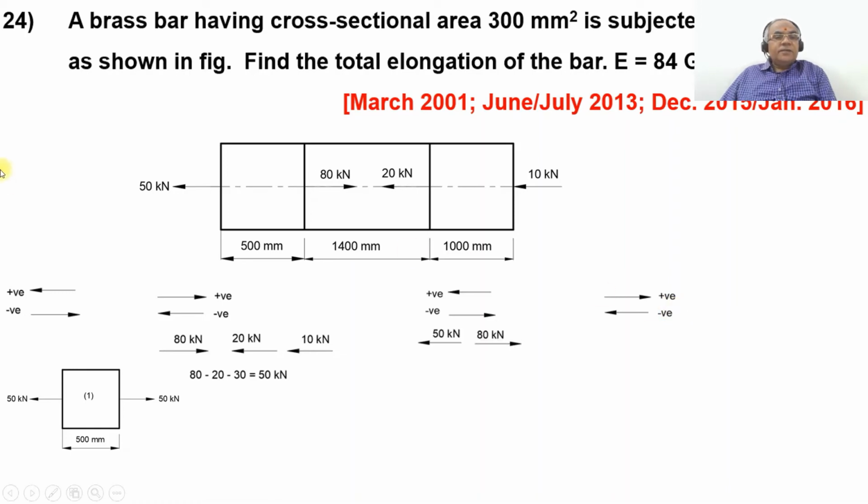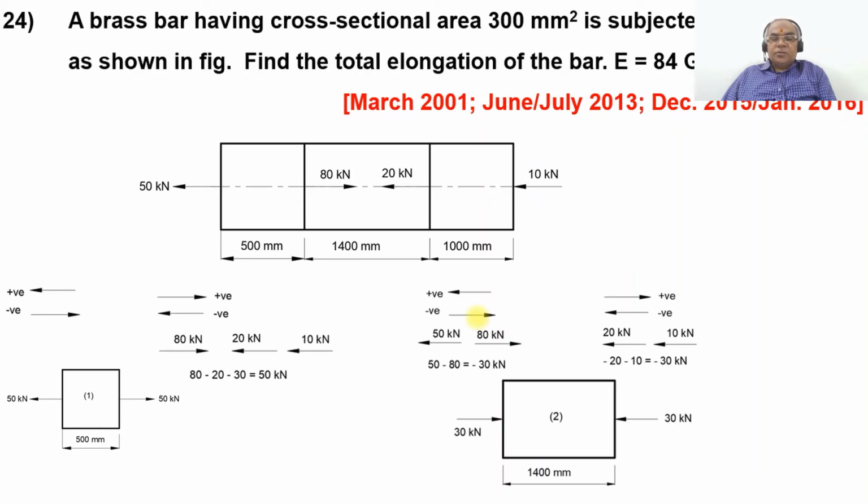you will get this 50, which is acting toward the left side, is positive. Here 80 is acting toward the right side, it is negative. So 50 minus 80 will give minus 30. And when you are taking the right hand side, which will be minus 20, minus 10, that is equal to minus 30 kilonewton. So obviously it should be compressive in nature. So here the load on the left hand side, since it is negative, is acting towards the right side.